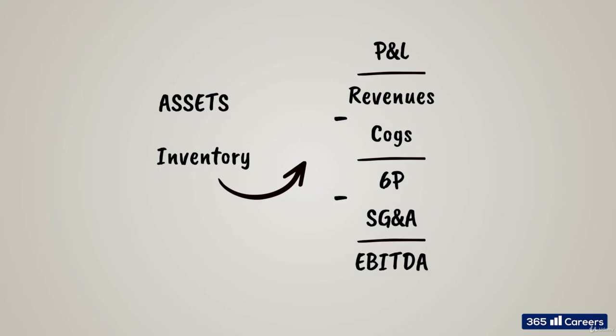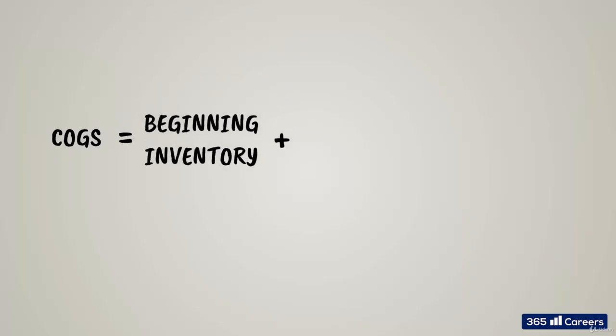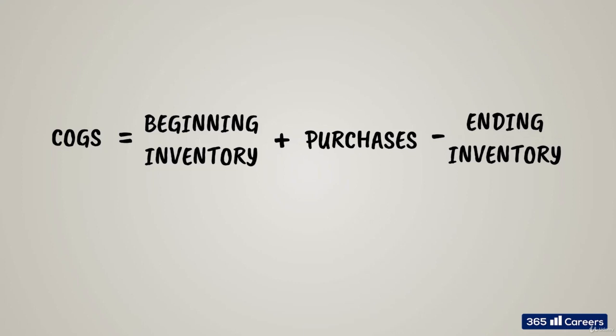Actually, there is a useful equation that helps us visualize the relationship even better. Cost of goods sold is equal to the beginning inventory in a year plus the purchases we have made throughout the year minus inventory we have at the end of the year.